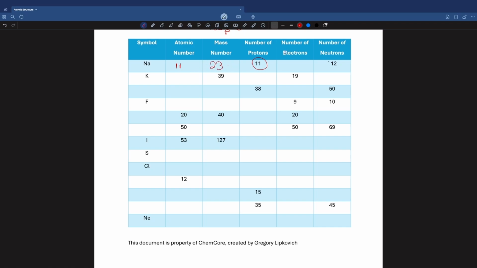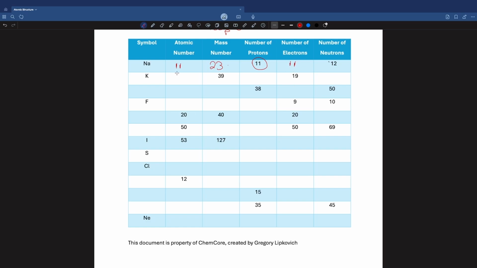The number of electrons, well, you might be confused, but don't be. The symbol given to us doesn't say a charge. There's no charge given. This has a charge of 0, which means that the number of electrons must equal the number of protons, or 11.